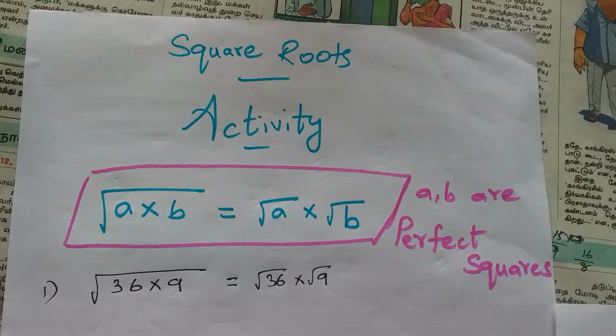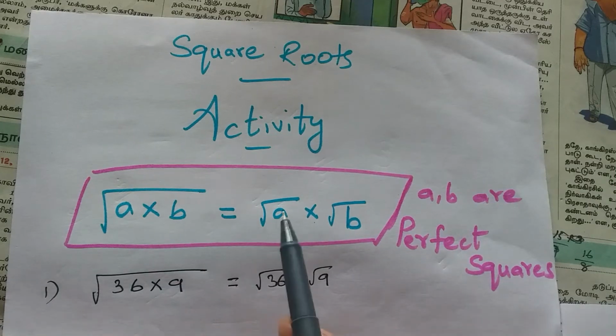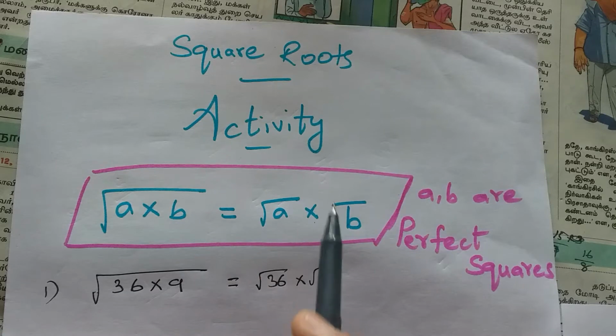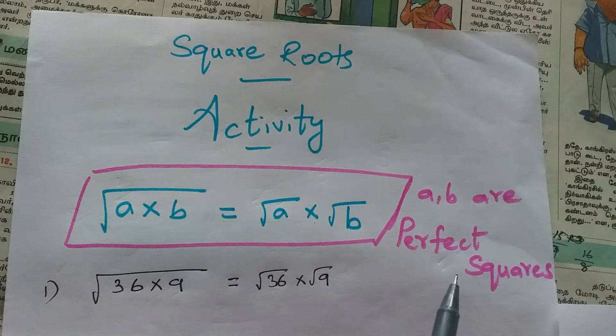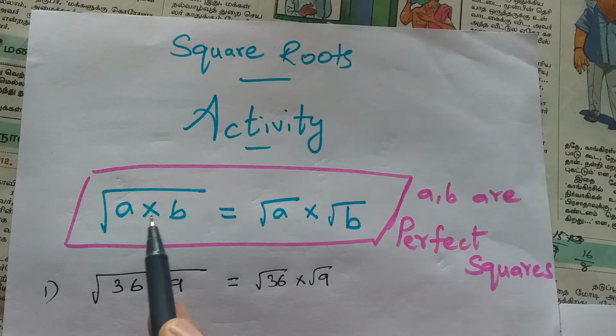Today in this video we are going to do an interesting activity about square roots. It is actually a property of square roots, which says root of a into b is equal to root of a into root of b. And there is one condition for this property to be true. What is it? A and B are perfect squares. A and B, they have to be perfect squares, means they are square numbers.